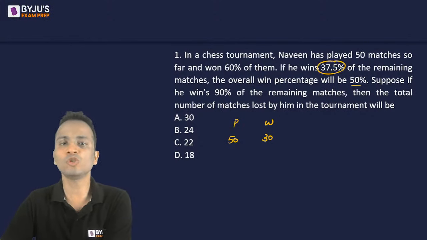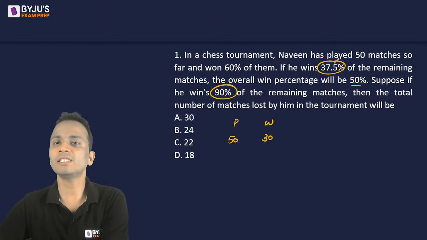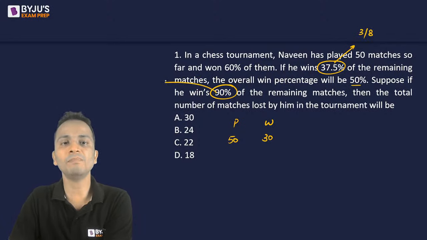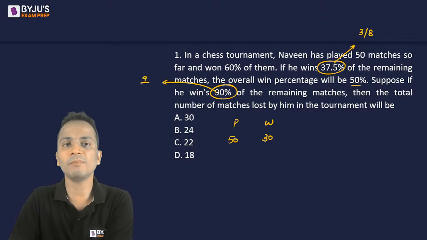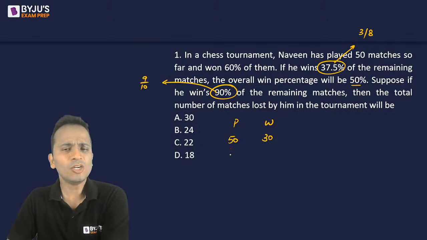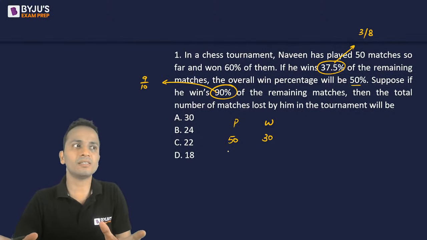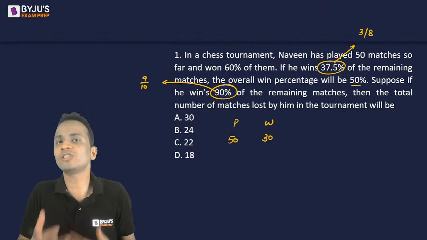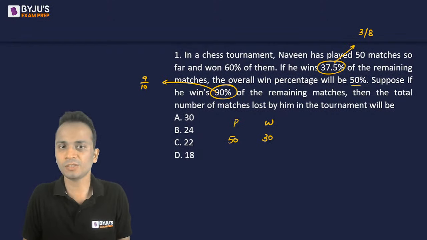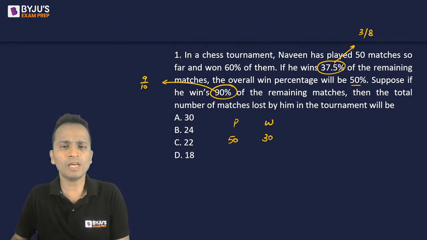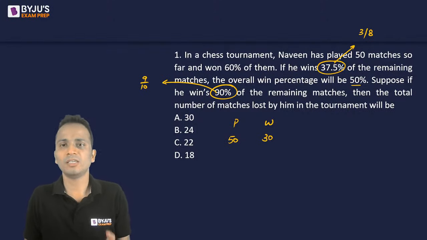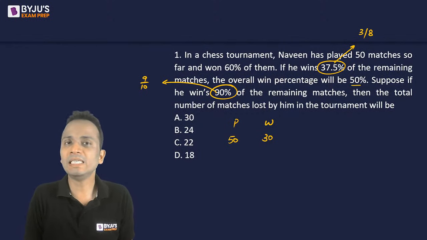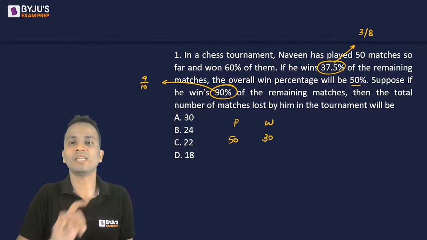Now, look at these two percentages. 37.5% is 3 by 8 and 90% is 9 by 10. So, just to make sure that there are no fractions involved in the calculations, I'll assume the remaining number of matches to be completely divisible by 8 as well as 10.